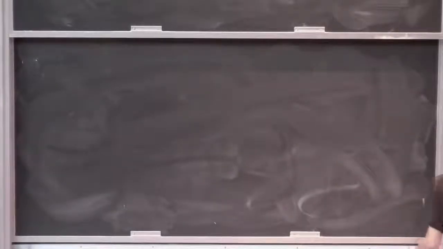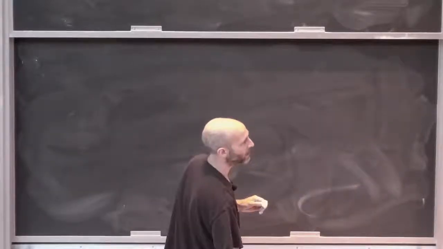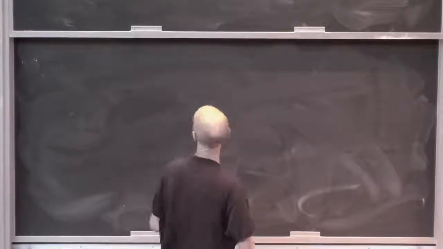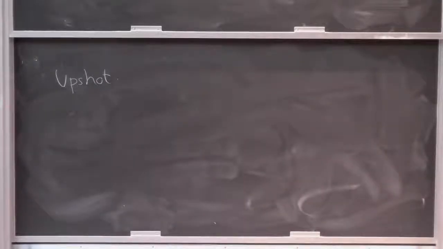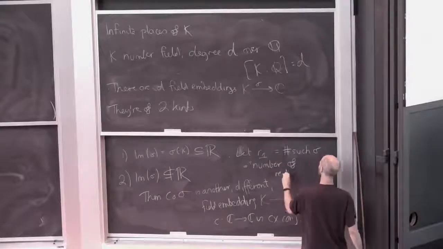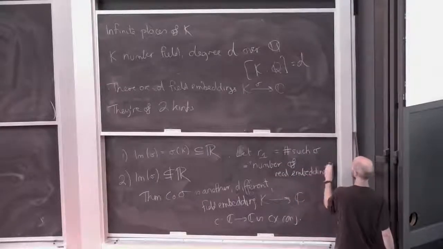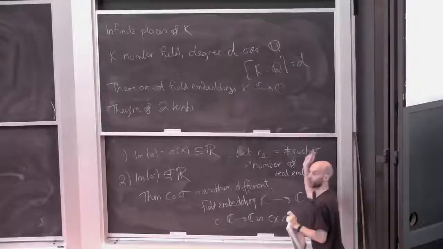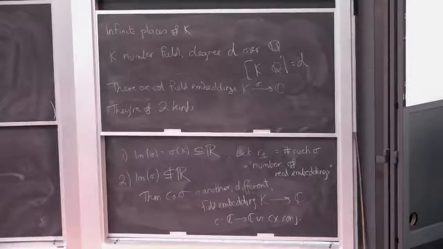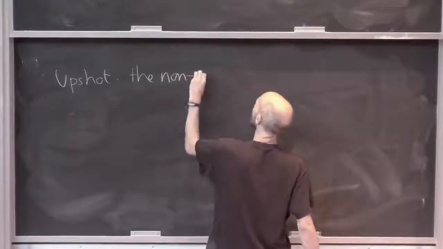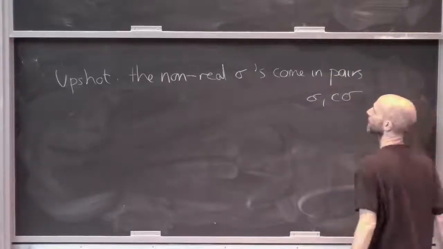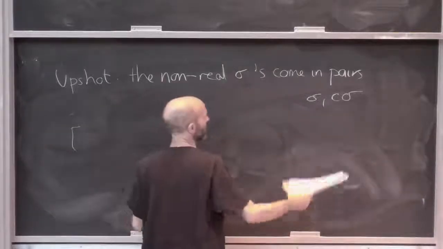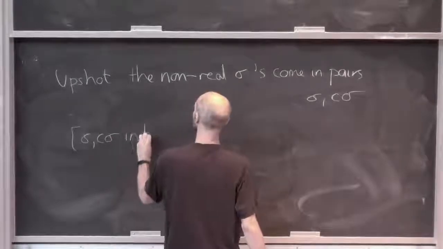So I want to consider, these bad ones come in pairs, that's the point. So the upshot is that R1, let's call it the number of real embeddings, is a good name for it, because it literally is the number of field homomorphisms from K into the real numbers. So the upshot is the non-real sigmas come in pairs, sigma and C sigma. And the reason that we should consider identifying these is that sigma and C sigma induce the same norm, right?